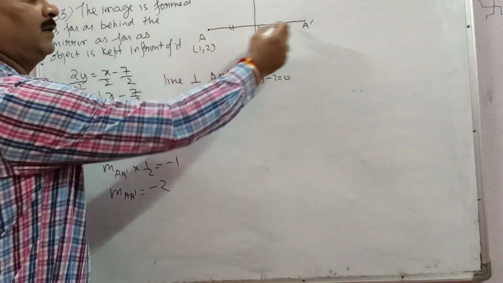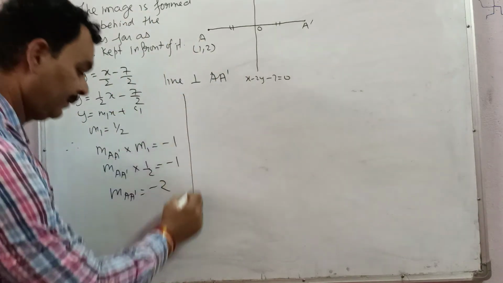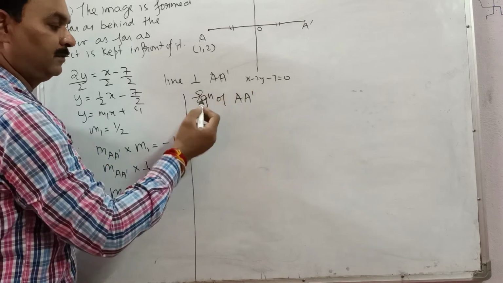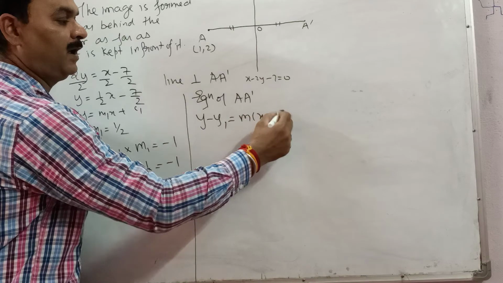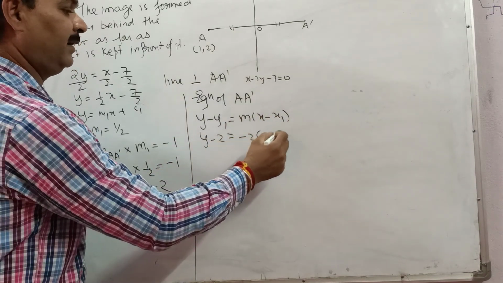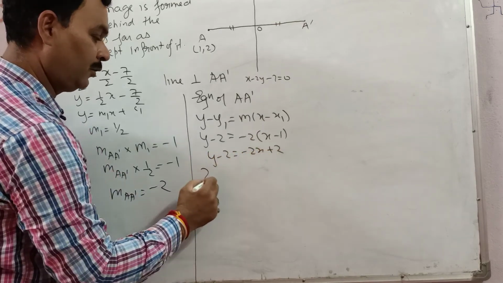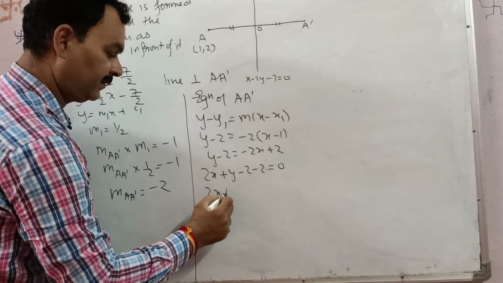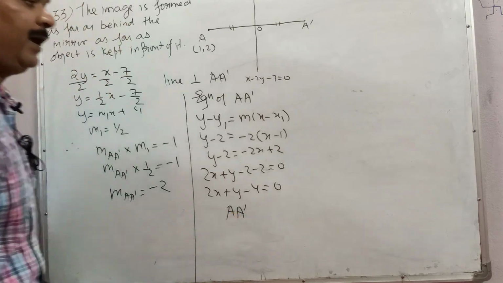Now we have the slope of AA dash as well as one point. So therefore, equation of AA dash by point slope form: y minus y1 is equal to m times x minus x1. So y minus 2 is equal to minus 2 times x minus 1, or y minus 2 is equal to minus 2x plus 2, or 2x plus y minus 4 is equal to 0 is the equation of AA dash.